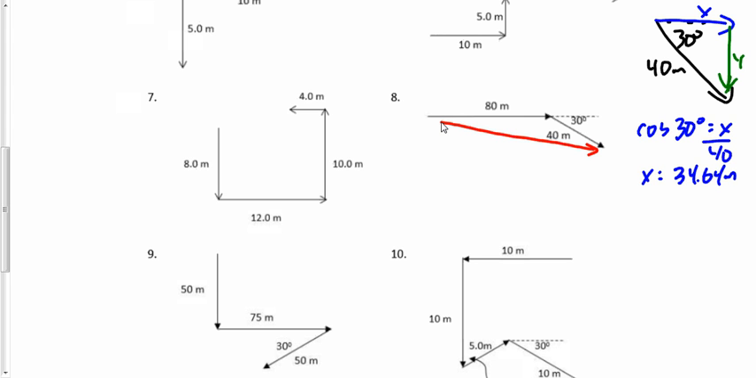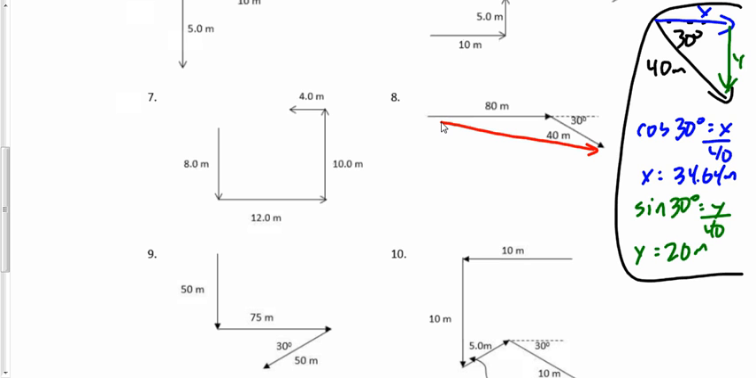And then we'll find the y component, which is going to be sine function, opposite over hypotenuse. This one's easy. 40 sine 30 is just 20. And then box it off. Why do I box it off? Because the rest of the question is the same as questions 5, 6, and 7 that we did.